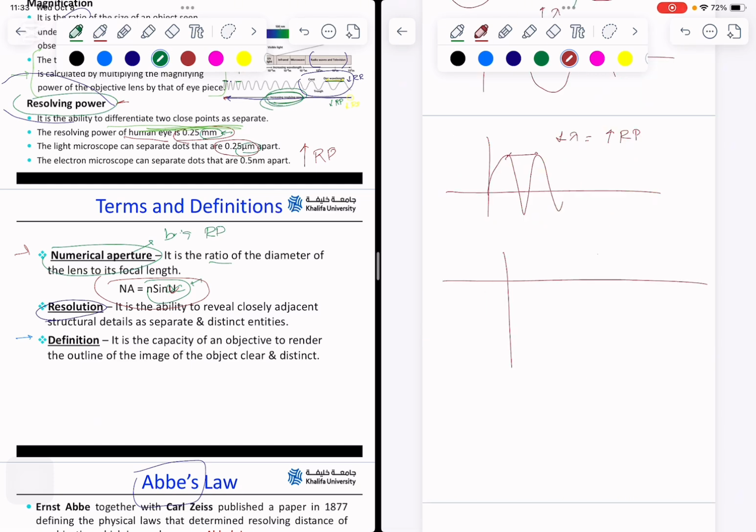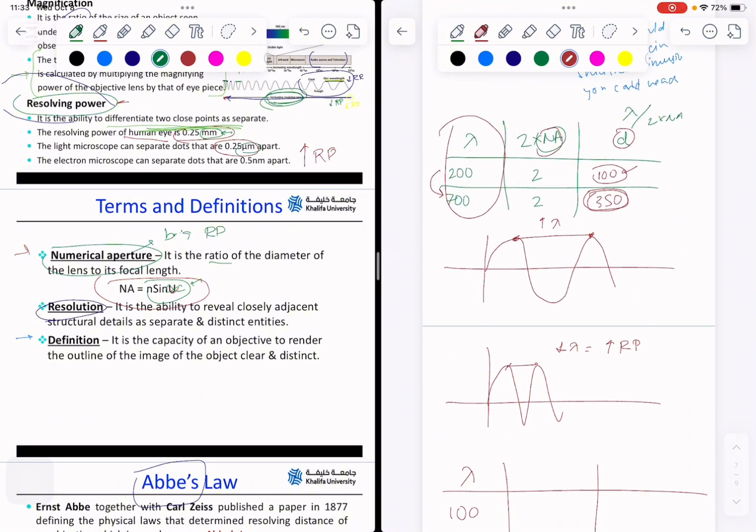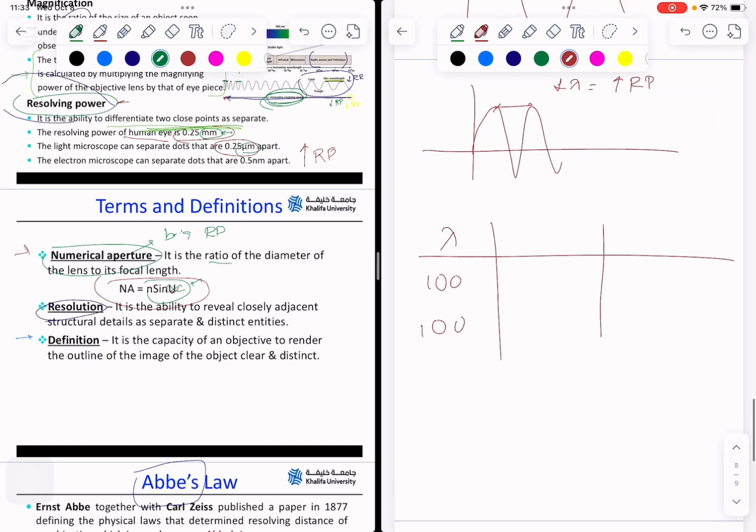So let's do the other table where I'm gonna keep the wavelength the same, so 100, and the second one is 100 again, sorry. And I need to check something. 200 over 2 is 100. Okay, yeah, makes sense. And the second one is 2 times the numerical aperture. And I'm gonna change the NA over here. So let's keep the first one as 1, the second one as 2. By the way, these are just numbers from my pocket so you guys understand the concept. So it's 2 times 1, 2 times 2, and remember it's gonna be the wavelength over 2 times NA, which gives us the D, which is proportional to the resolution power. So 100 divided by 2 is 50, and 100 divided by 4 is 25.